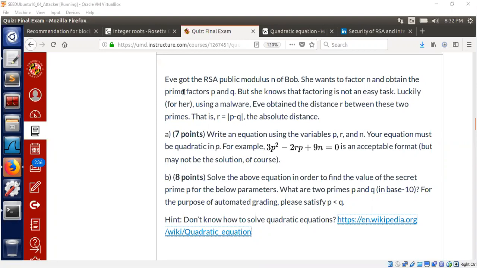Eve, we know, is an evil character in our story. Eve got the RSA public modulus of Bob. She wants to factor n and obtain the prime factors p and q.